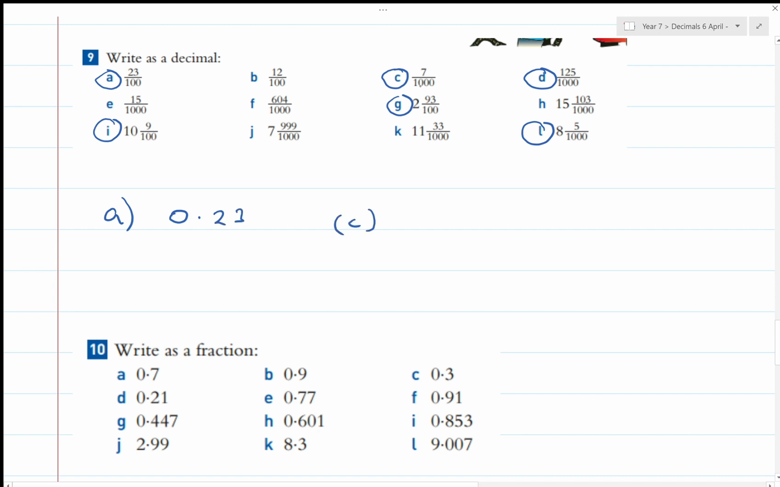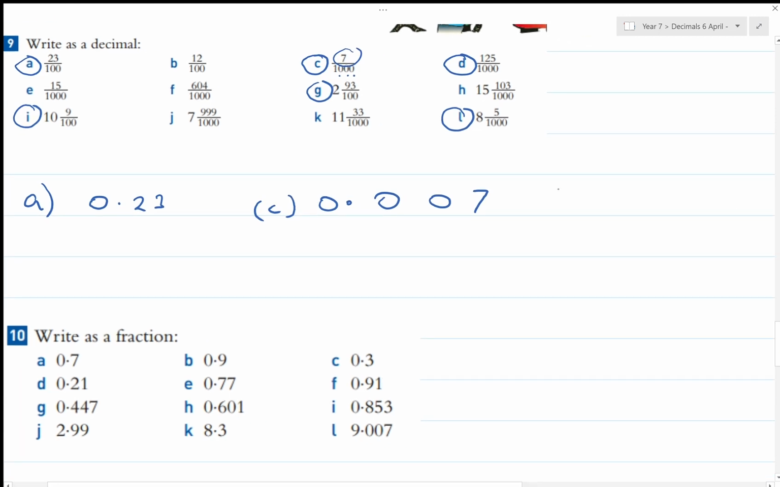So this one has 1, 2, 3 decimal points. 1, 2, 3. And then I need to put the number 7 in. So the 7 goes there because it's 7 1,000ths. And I need to put it in the third decimal point. So I do that by putting zeros in front of it. Okay.